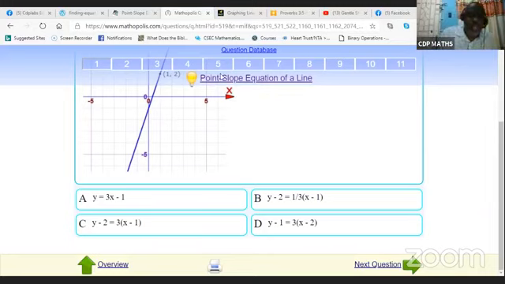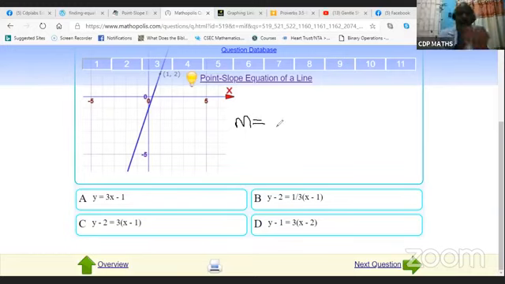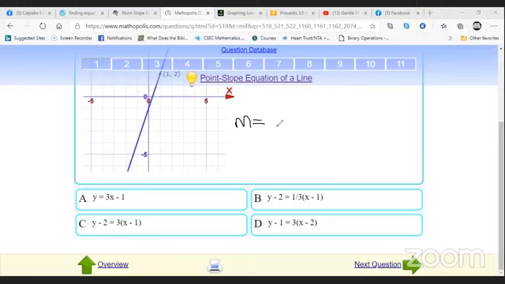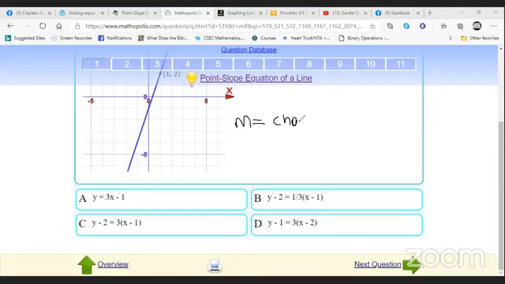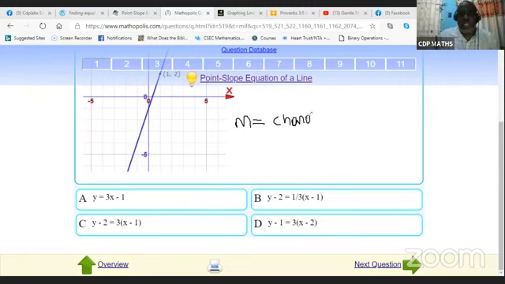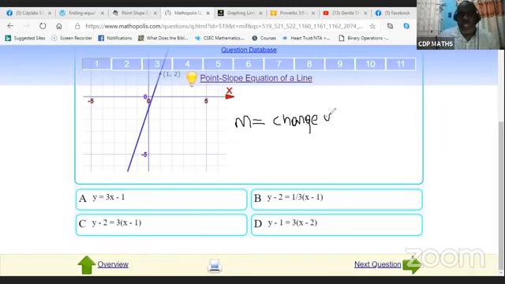Excellent. Don't be afraid to say it. The gradient. And how do we find the gradient? The change in y divided by the change in x. Now you're talking. Change in y divided by the change in x.